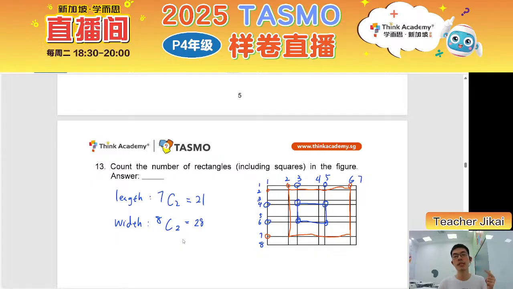So what is the number of the rectangles? We take a pair of the points from the length, we take another pair of the points from the width, and place them together. We get the rectangle, right? So here it is just 21 times 28. There are so many combinations of the length and width, and each combination will give you a rectangle here. So it is 21 times 28. The answer is 588.